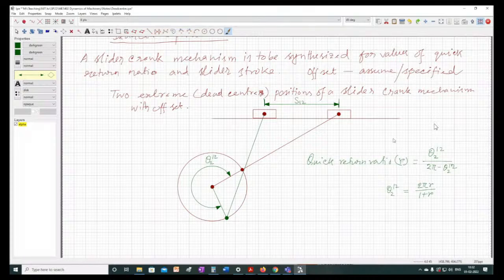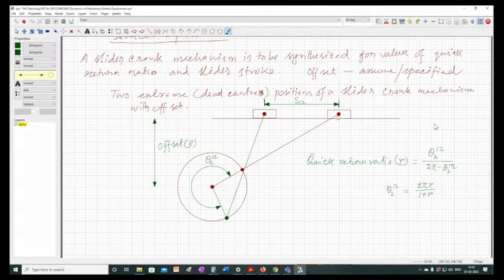These two things will be given, and you can assume this distance from this point to this point. This distance you can assume. This distance is called offset E. This distance you can assume or it may be given. So these three informations or two informations will be given. You have to find out what is this mechanism.